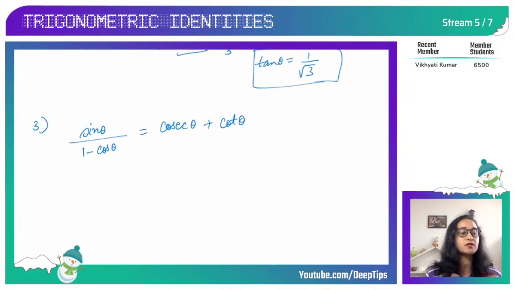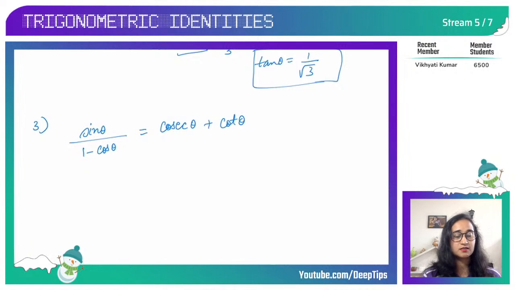So here, when you see this kind of question, I can see that I have sine theta in the numerator and 1 minus cos theta in the denominator, right? And in the RHS I have cosecant theta plus cot theta, which look pretty relaxed and simplified, right? So this left hand side is looking a little messy. So why not start with this and simplify it to make it the RHS? So now how do we do that?